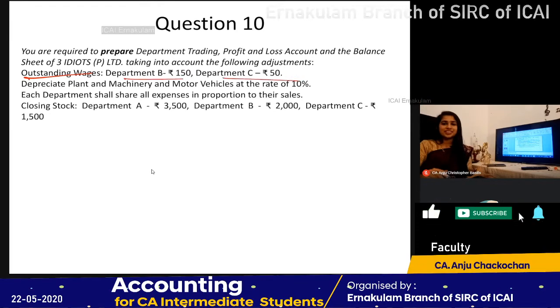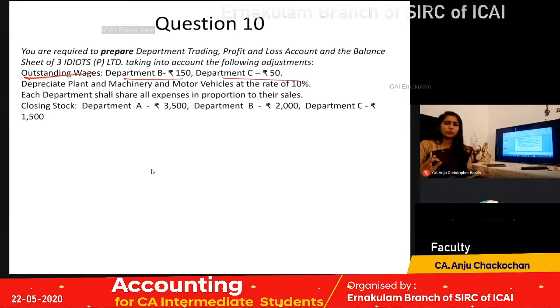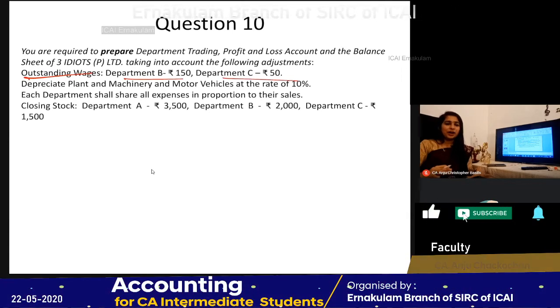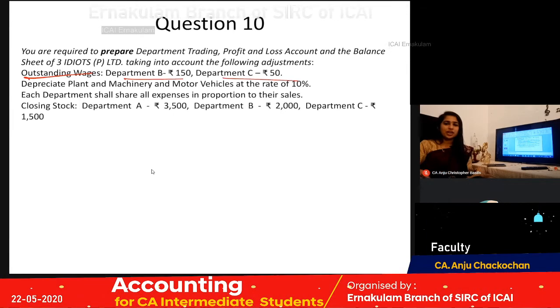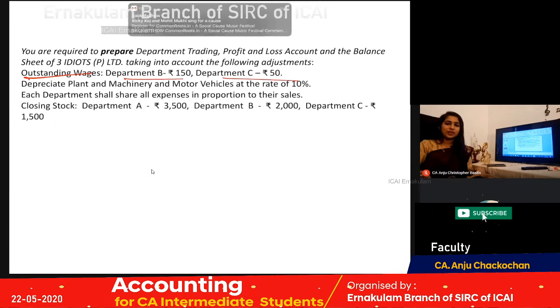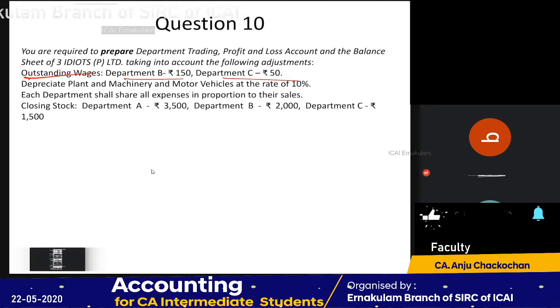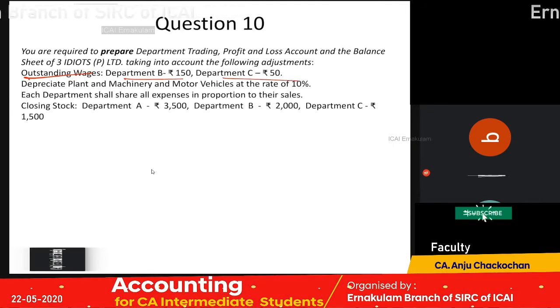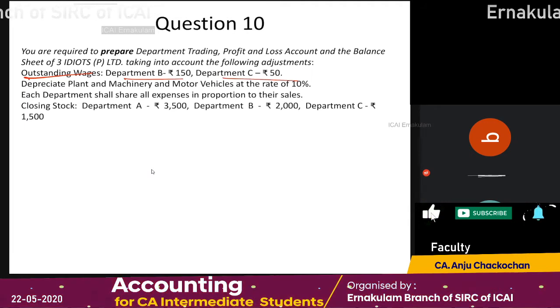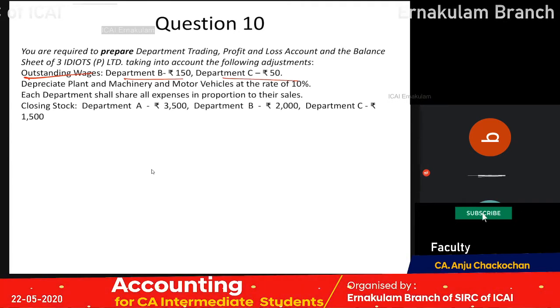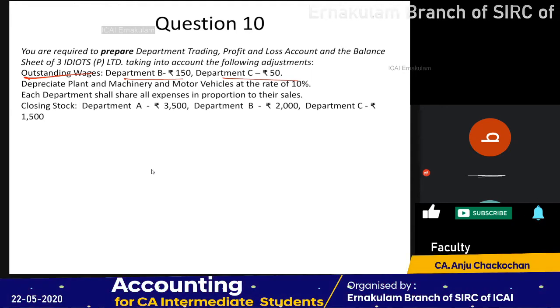What is the journal entry for outstanding wages? Keep on posting, everyone. What is the journal entry to record outstanding wages, students? What is the journal entry for recording the outstanding wages?